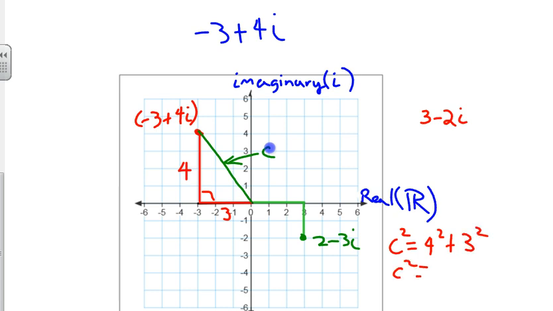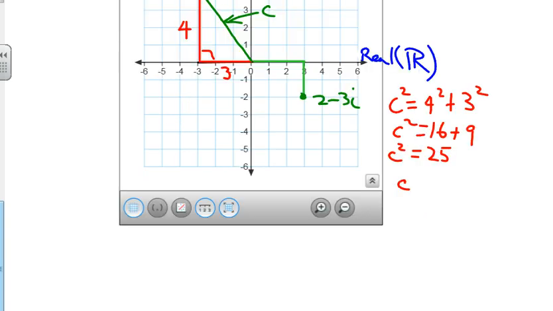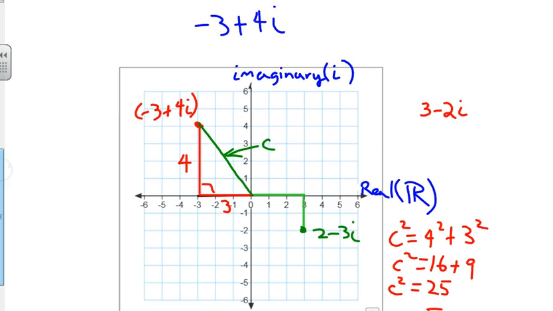So c squared equals 16 plus 9, or c squared equals 25, and so lo and behold, the length or the distance, the absolute value from this number back to the origin is 5 units. So we say the absolute value of -3 plus 4i is 5 units.